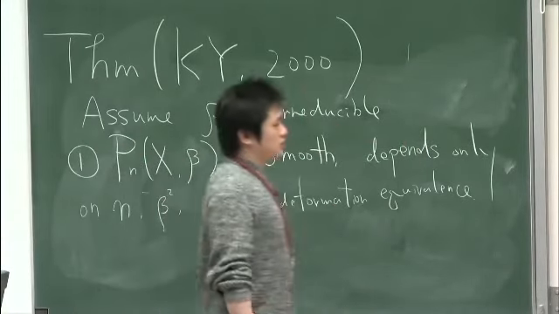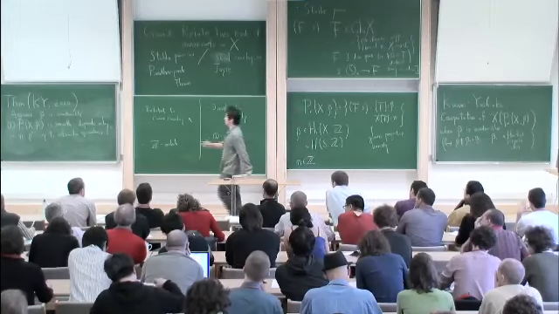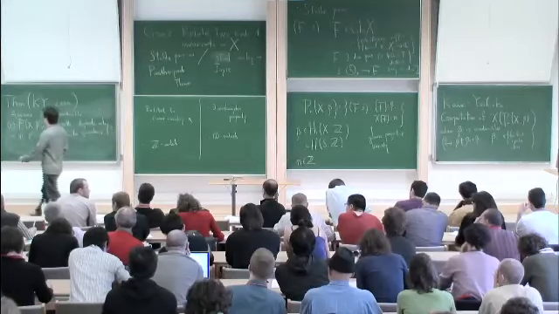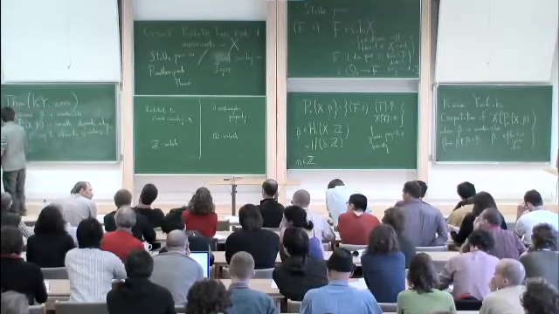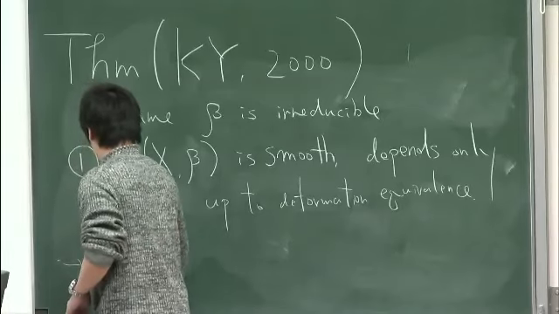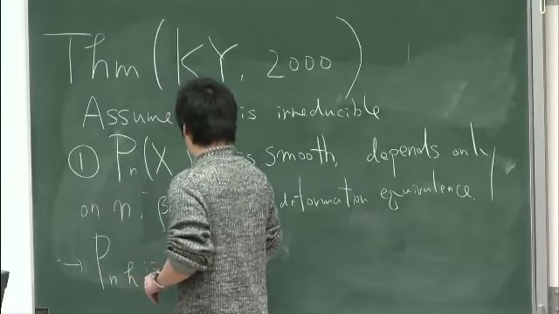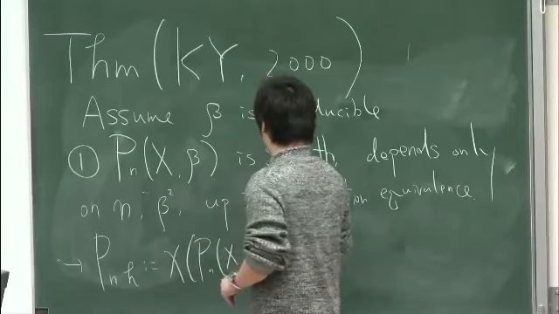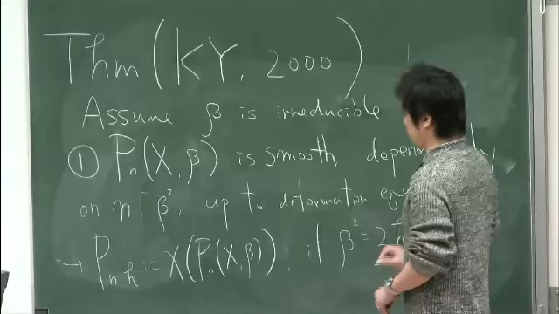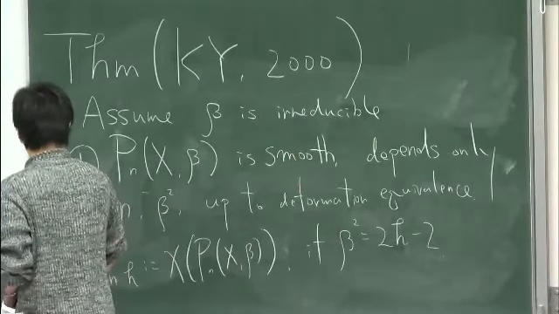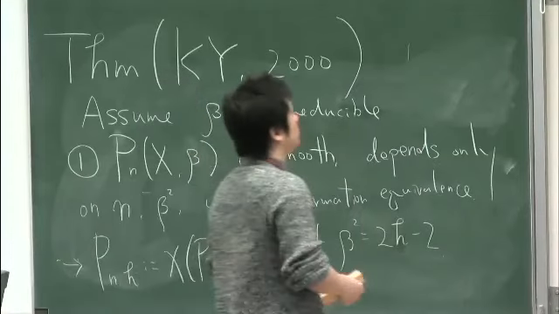Actually, in this case, by the irreducibility assumption, the one-dimensional sheaf is actually scheme theoretically supported on fibers, and the study is reduced to the pure K3 geometry. And then I write P_n,h to be the topological Euler characteristic of this moduli space, if beta square is written as 2h minus 2. So this is the first statement.